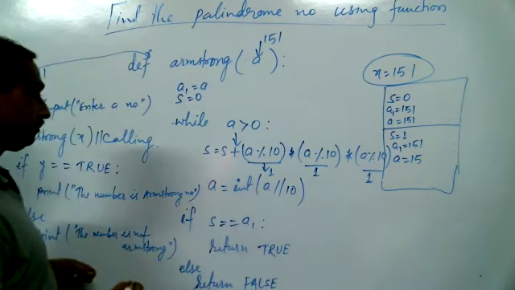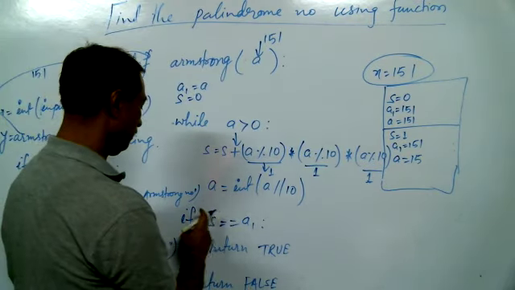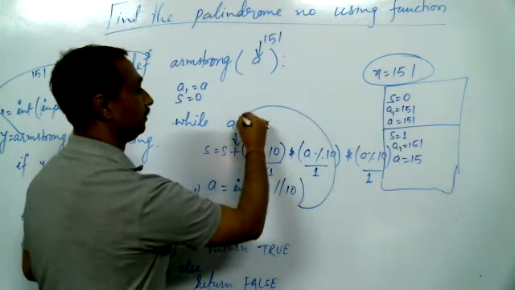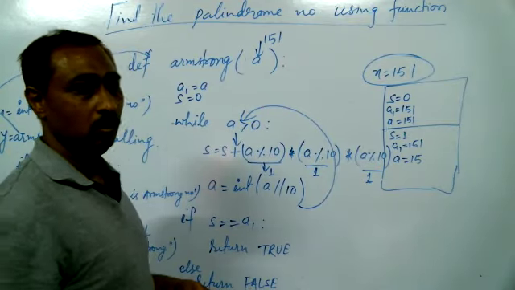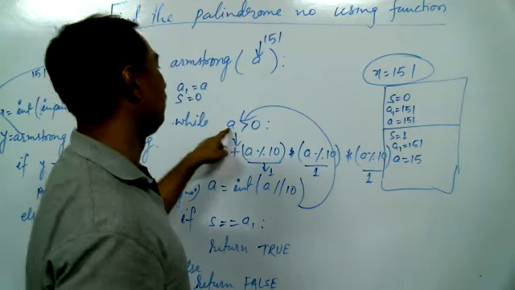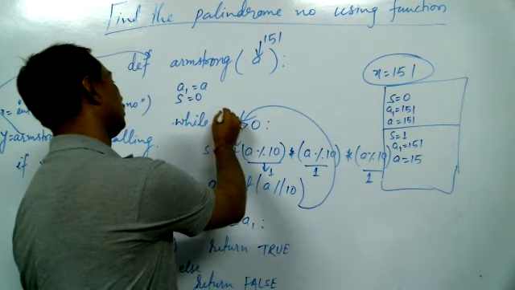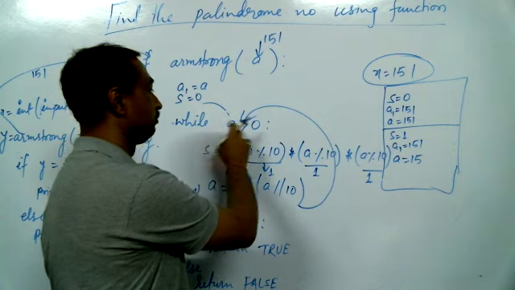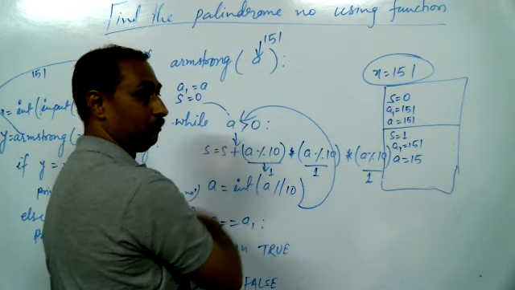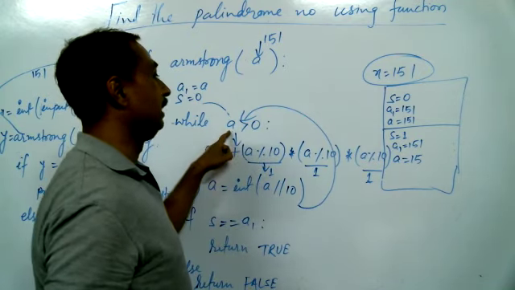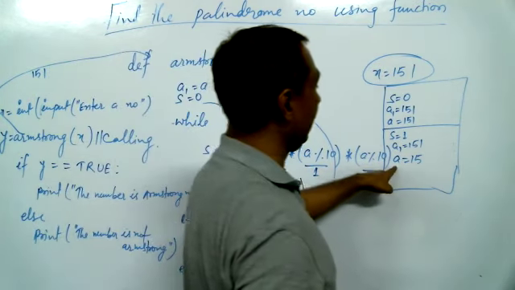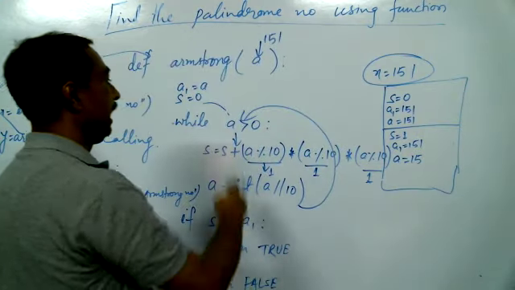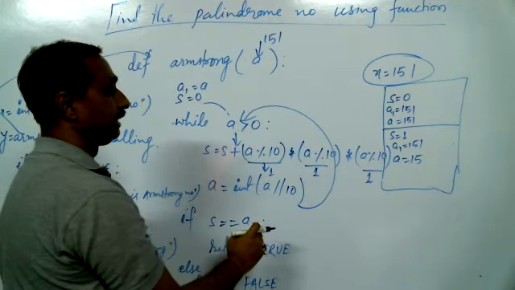Next, here this while loop is getting ended, so again it will go back and check the value of A, because the while loop only comes out when the condition is false. Still A is 15, and 15 is greater than 0, so again the same operation will be performed.